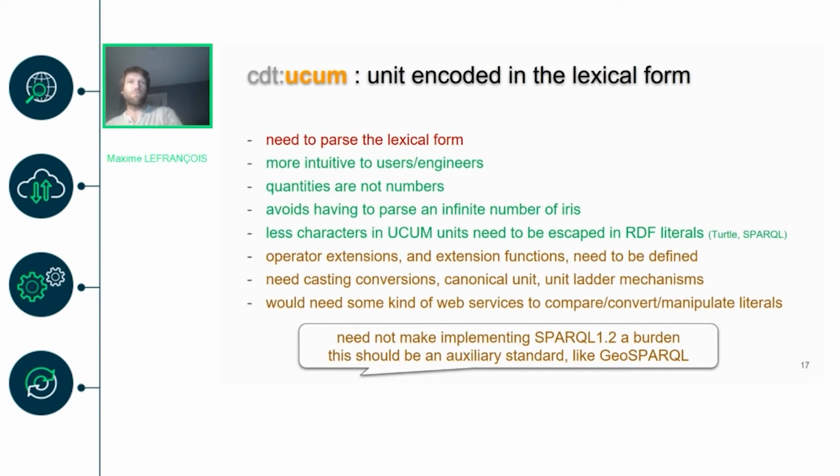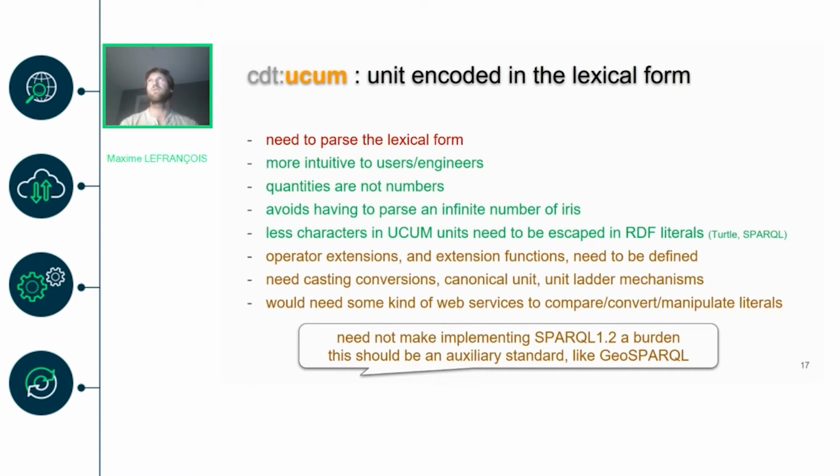This avoids having to parse an infinite number of IRIs, and fewer characters in OCUM units need to be escaped in RDF literals. I'm running out of time, so I'll just say that the three requirements that were raised by the community still apply here to CDT OCUM. And so we really look forward to maybe going further with this data type and seeing the community make a standard out of it.